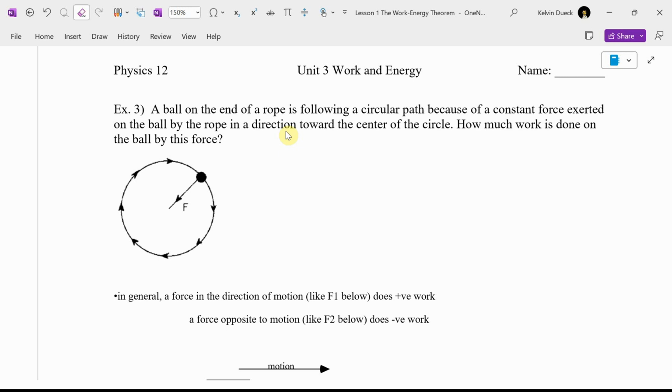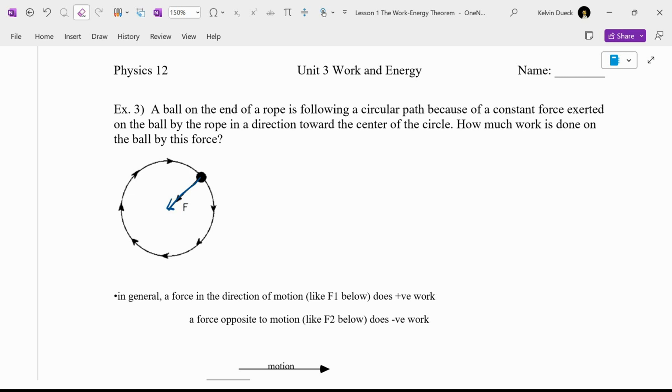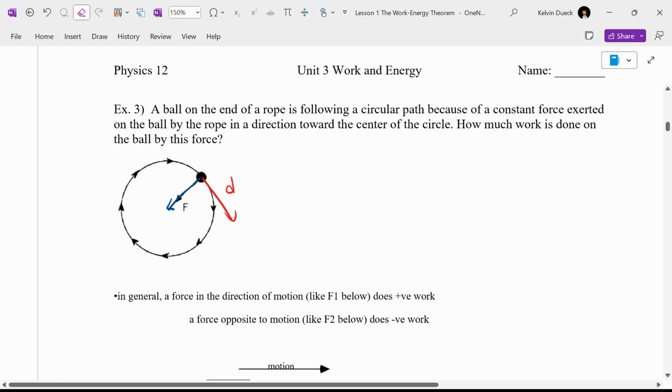Well, this is a bit of a trick question, because the force is in that direction toward the center, but the distance is in that direction. The amount of work: 0. No work is being done in our physics definition, because the force and the distance have to be in the same direction.